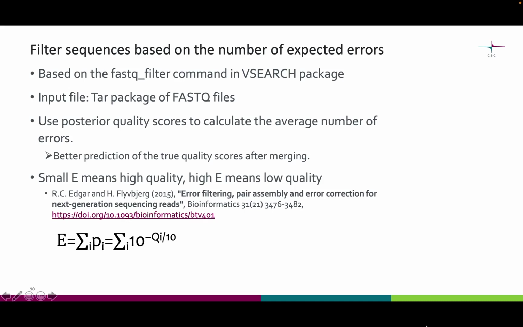So what does the expected error prediction mean? Expected errors in a read, calculated from the base quality scores, tell us what the average number of errors in the read would be. In other words, it's calculated as the sum of the error probabilities of the bases in the read. Below, you can see the equation, and for more information, you should check this article. The lower the expected error is, the better quality the reads are, and vice versa.